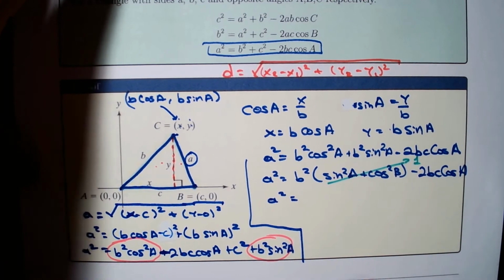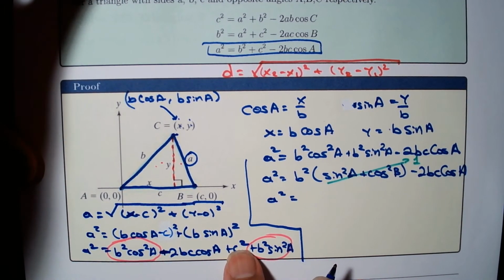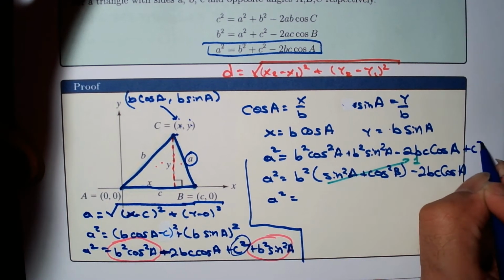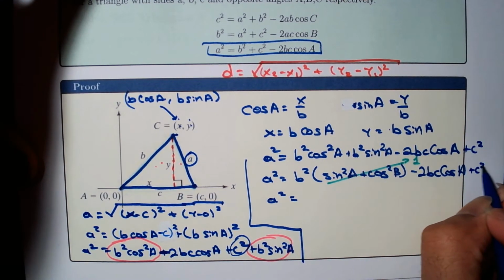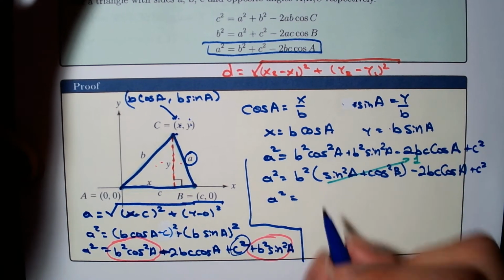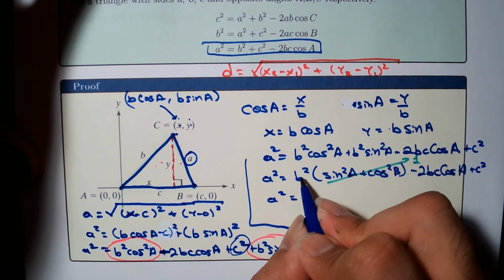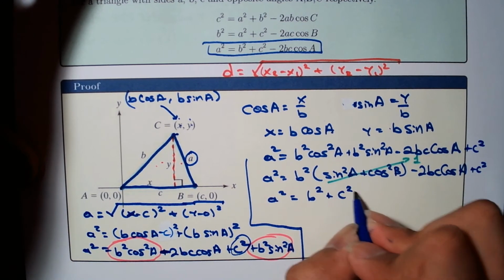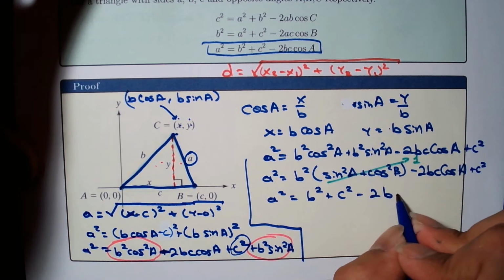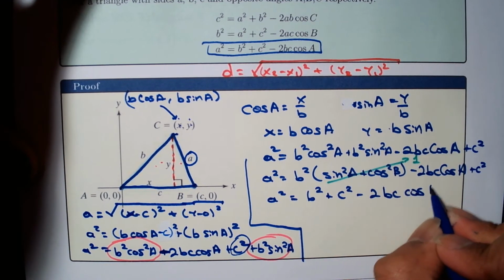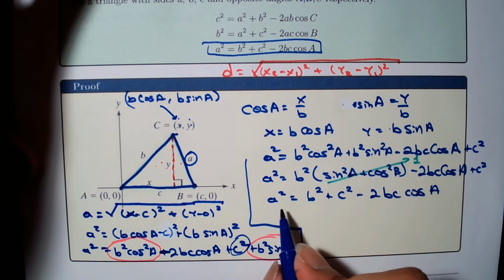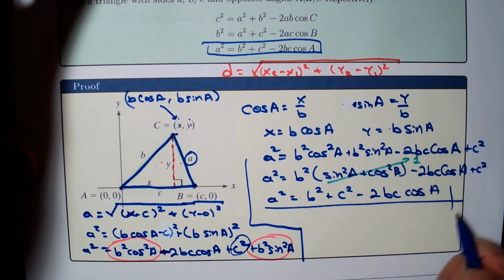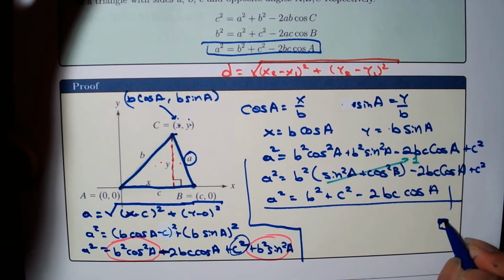equals, oh, I forgot another plus c squared. Okay, this plus c squared, I forgot to put it. I'm just going to put it in the end. So I'm going to end up with b squared times 1 plus c squared minus 2bc cosine a. And that's exactly the formula right here. Right, that's what we wanted to show.